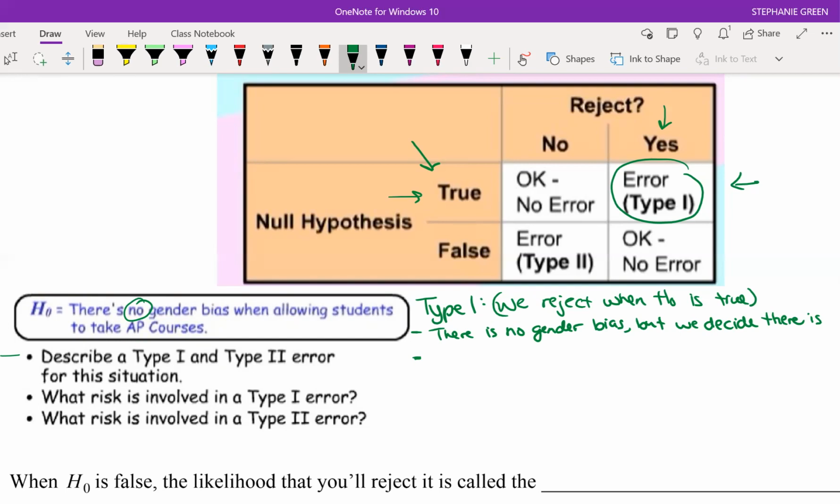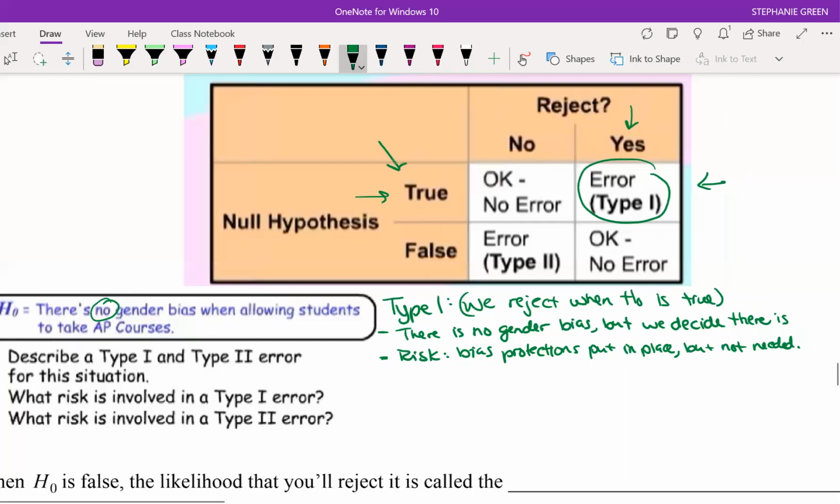So the risk is that bias protections are put in place but not needed. And maybe for some reason that means that we end up spending money where we don't need to spend money. But again, it's not a protection that's bad to have.